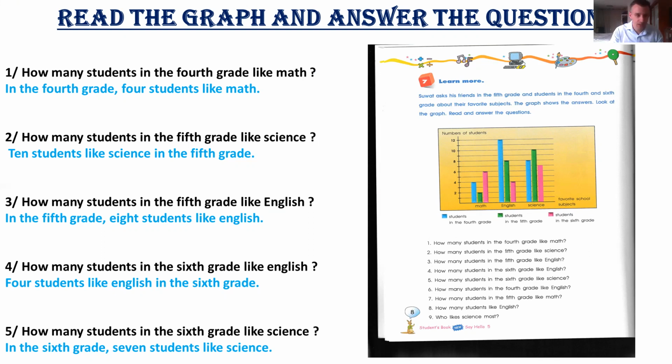Number 4, how many students in the 6th grade like English? 4 students like English in the 6th grade, okay? Number 5, how many students in the 6th grade like science? In the 6th grade, I change, 7 students like science. I hope I didn't make a mistake. Normally it's okay. Next.